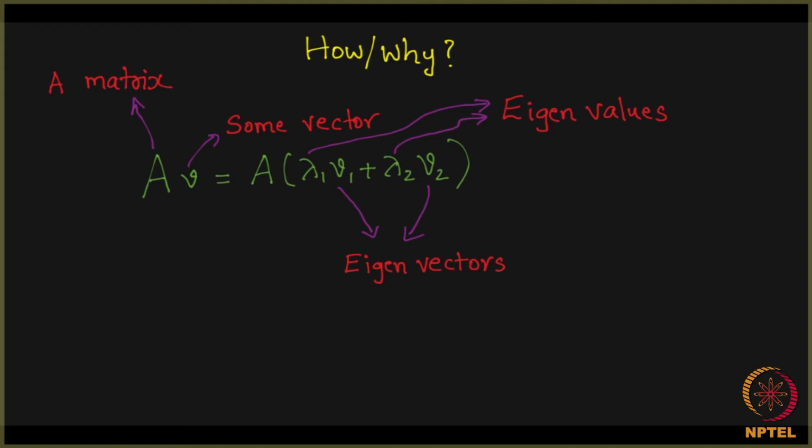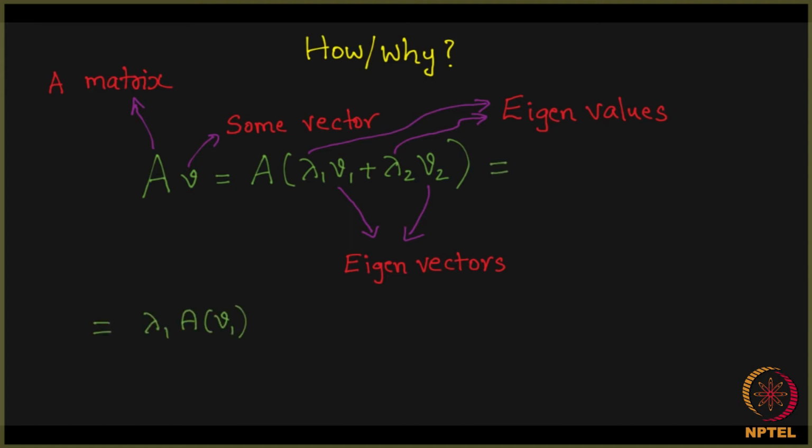Okay, so far so good. So all I'm saying here is any given vector V, if a matrix A is applied on it, then you can always see it as A being applied on a linear combination of eigenvectors V1 and V2, no matter what V you choose.